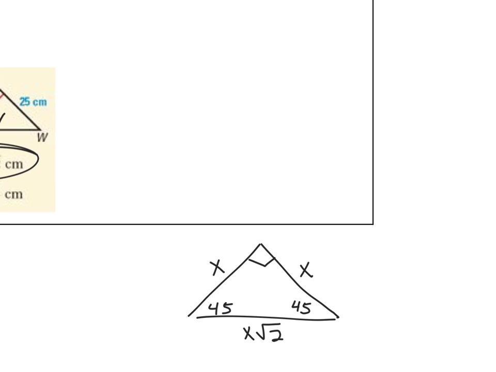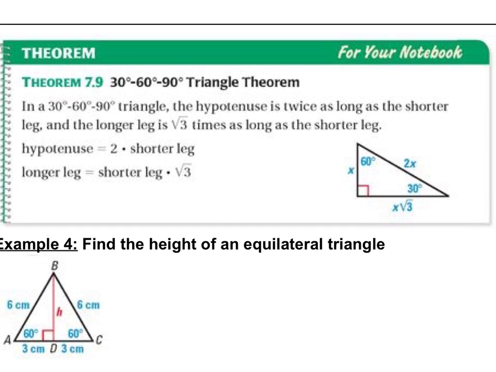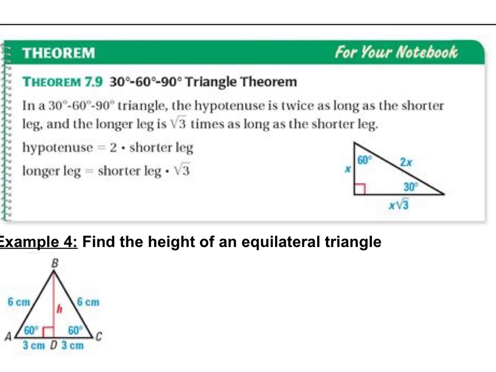All right. We're now moving on to another type of special right triangle, and that is a 30-60-90. These get a little more difficult because it's not quite the same as a 45-45-90.